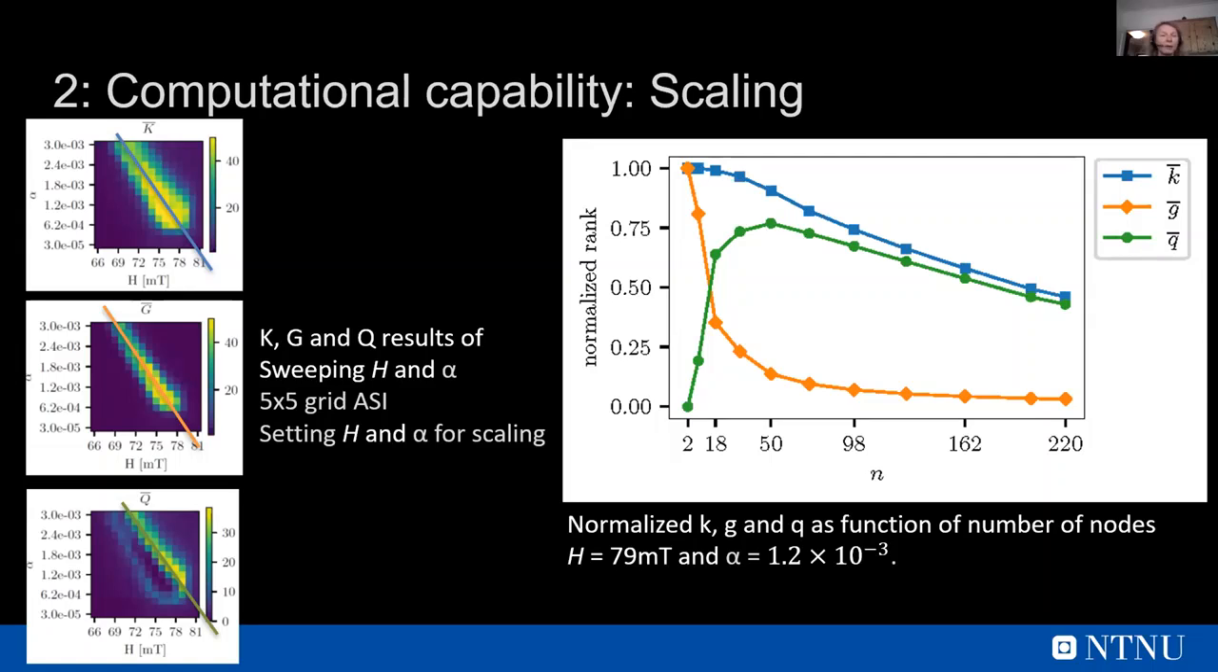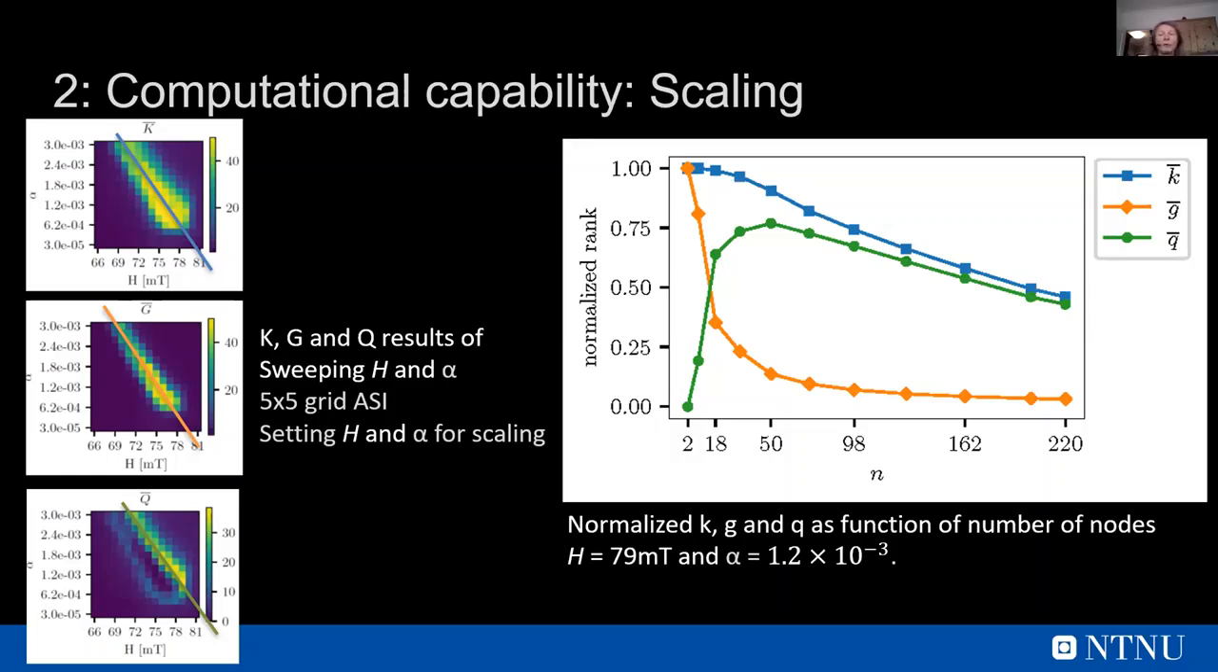And then, does this actually scale? It's really nice that it does scale. I would say that we are able to scale up the number of magnets in the node, at the same time scaling down the number of nodes, without losing that much computation capacity, kernel quality and generalization.